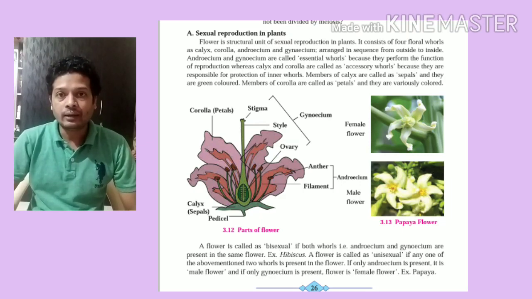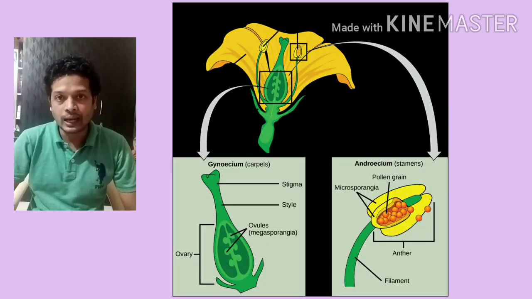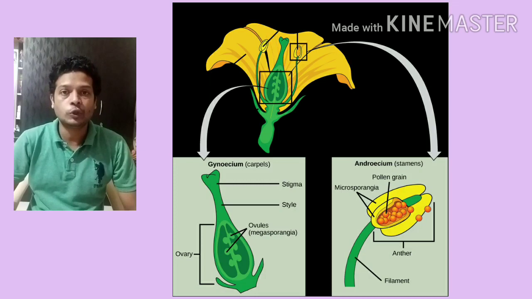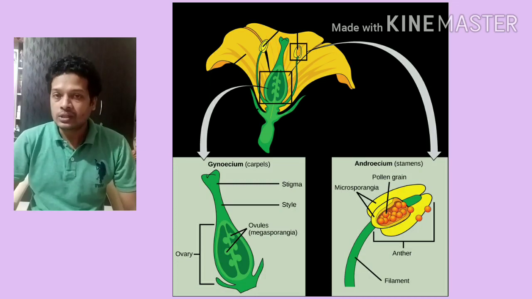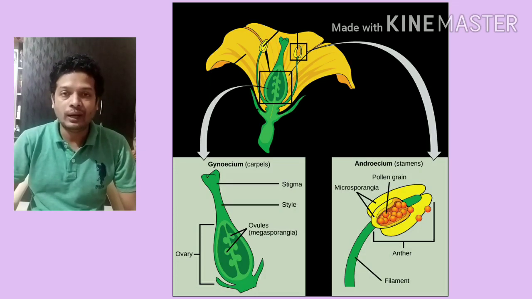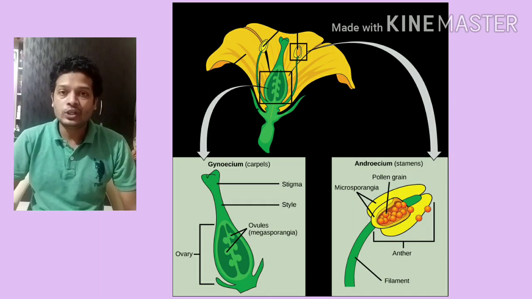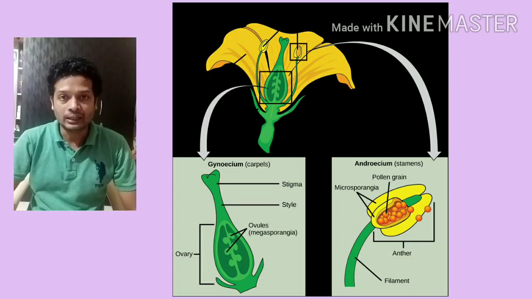So in flower, there are 4 whorls, out of which 2 are said to be essential whorls and 2 are said to be accessory whorls. Essential whorls are androecium and gynoecium, out of which androecium is male reproductive organ and gynoecium is a female reproductive organ. We also studied in detail the structure of androecium and gynoecium.